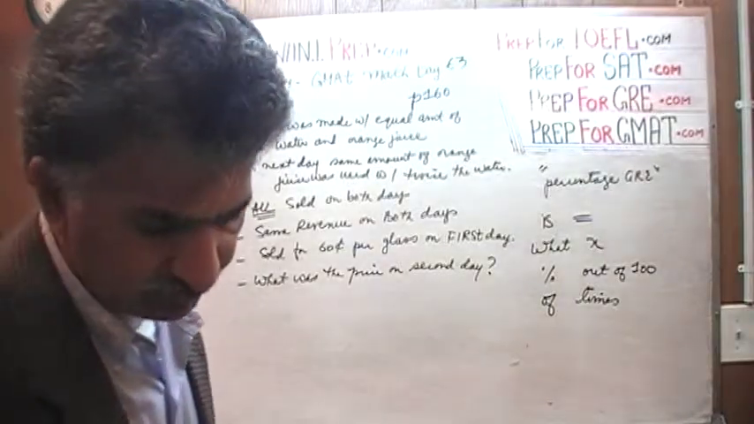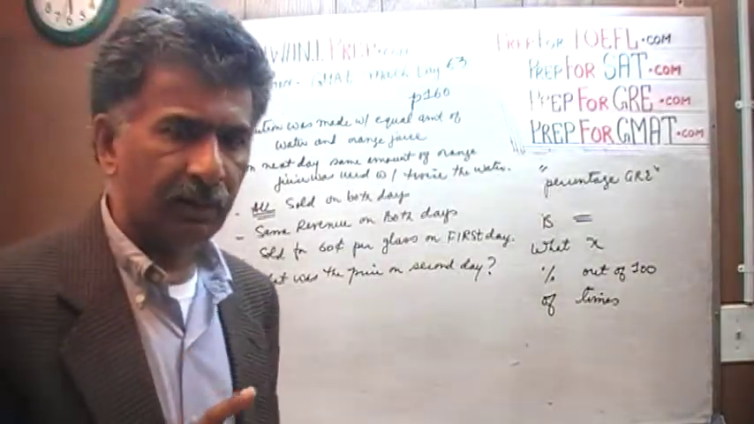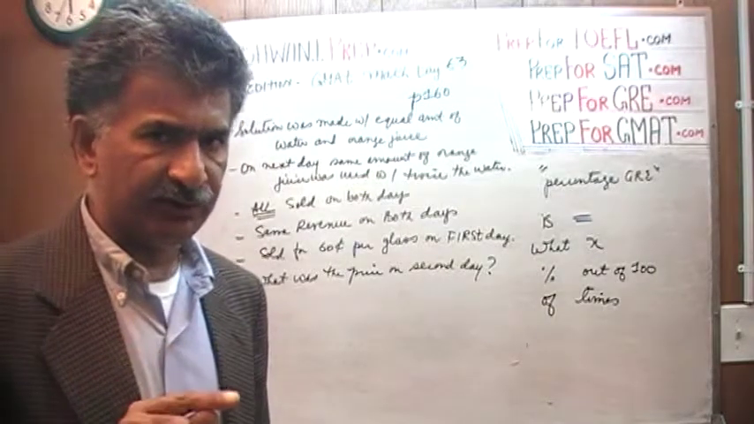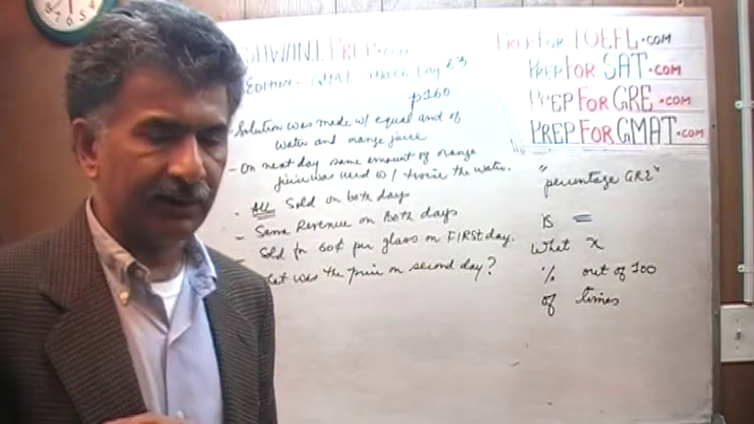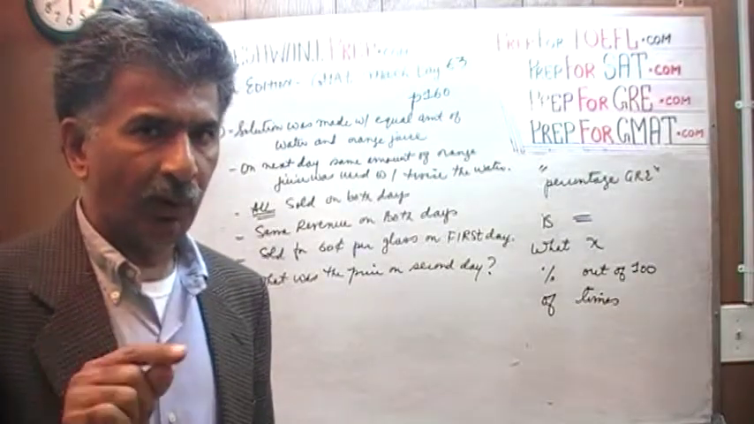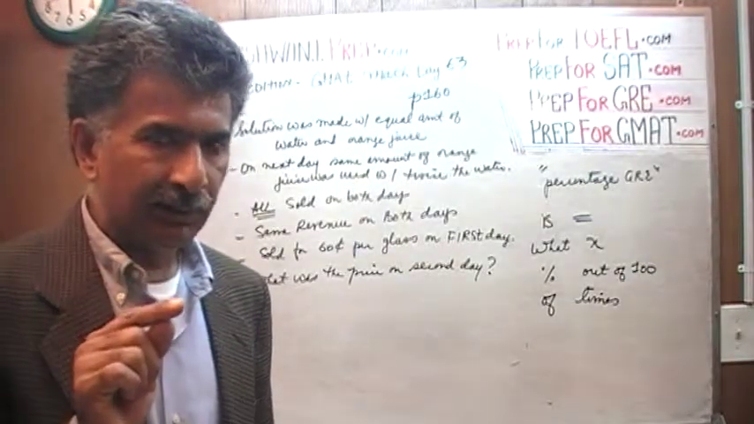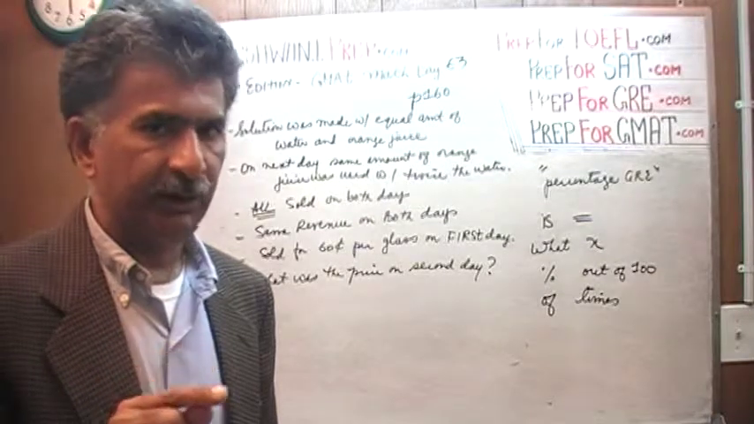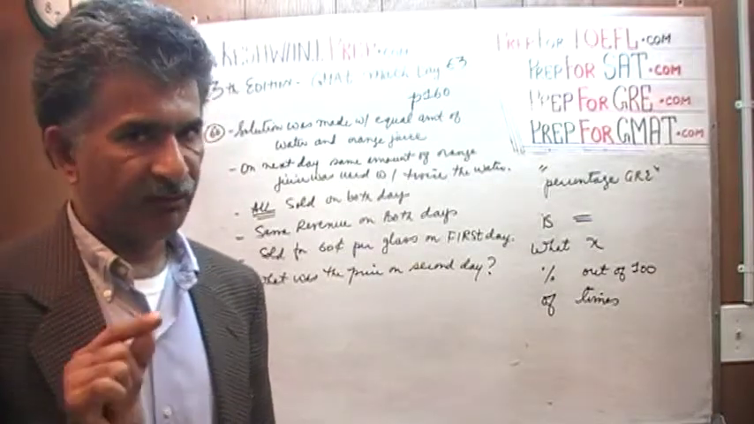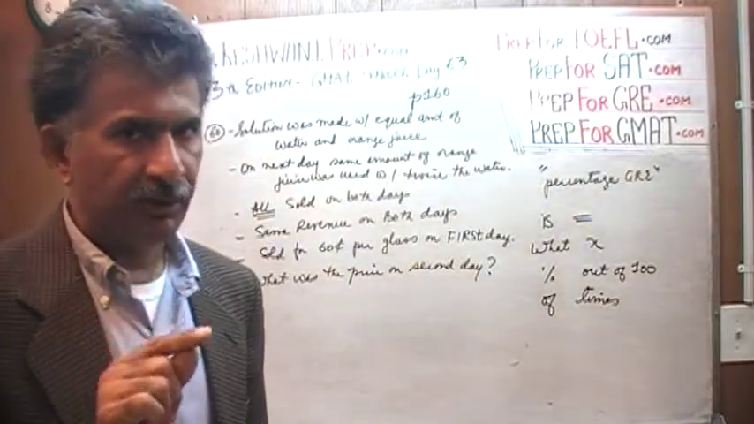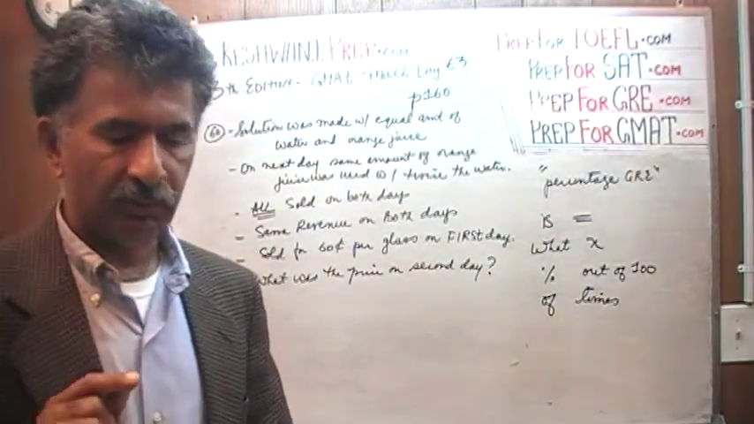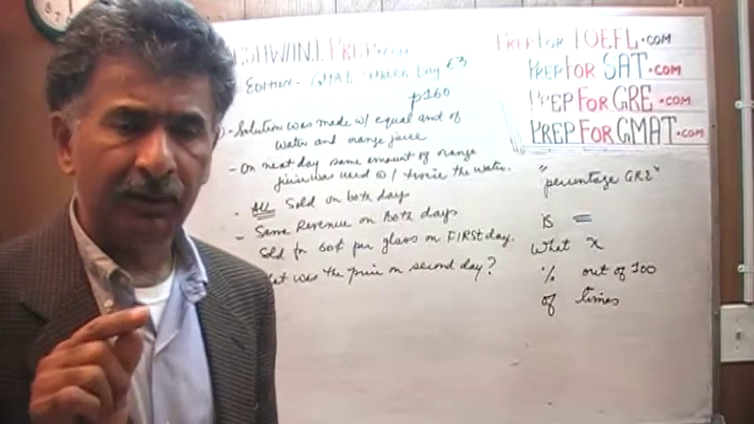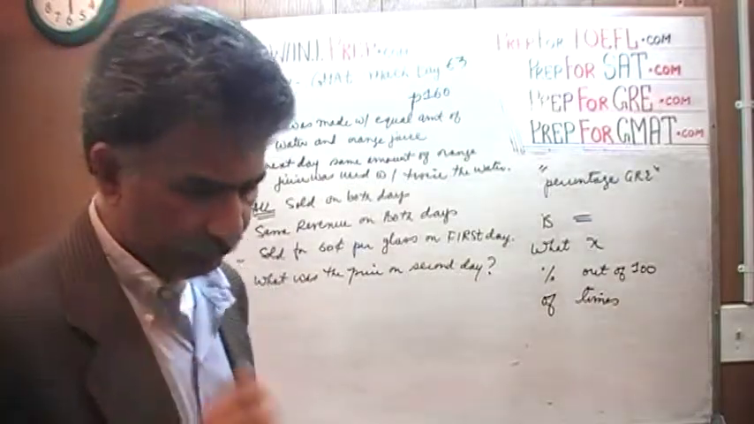What was the price on the second day for him to have earned the same amount of revenue as the first day, given the fact that on the second day the mixture was 1:2? For every 1 part orange juice, he had 2 parts water. Whereas yesterday, for every 1 part orange juice, he had 1 part water. The ratio was 1:1 yesterday. Today it is 1:2. That's what it is.